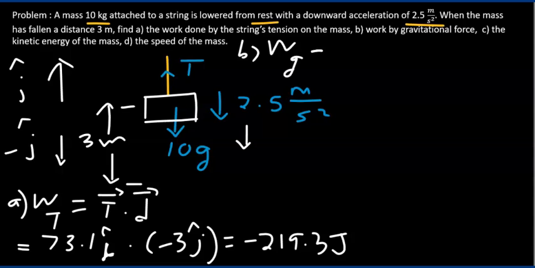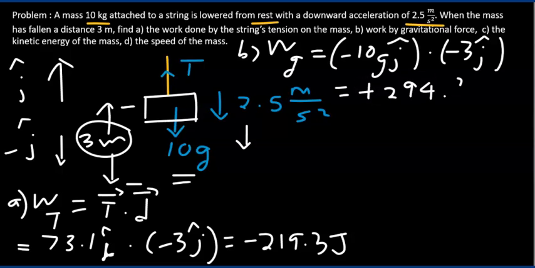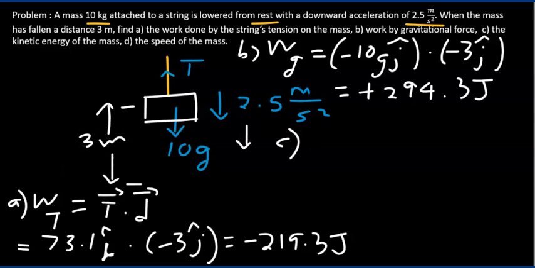Work done by the gravitational force is work done by the weight. The weight is moving downward, so it's minus 10g j hat. The displacement is also downward, minus 3 j hat, because the magnitude of the displacement is 3 meters. And you're going to get positive 294.3 joules.